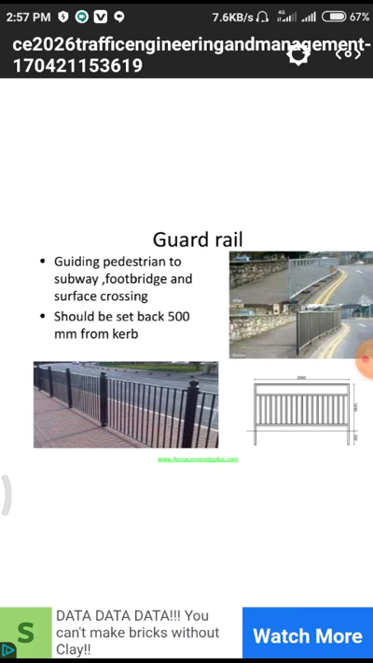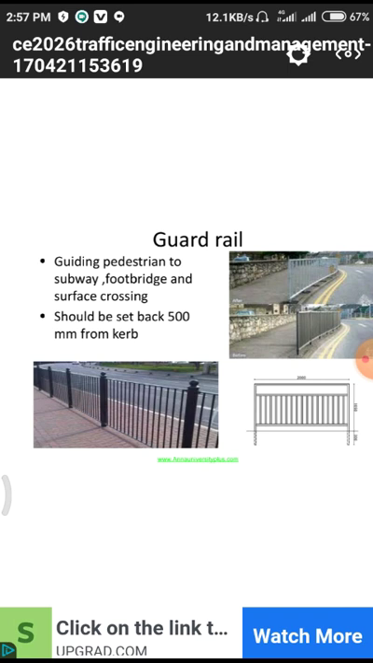Next one we are having guard rails. What does guard mean? Normally we use guards in cricket whenever we are hitting with a bat, so there may be a chance of the ball hitting us, so we use helmet, gloves and guards for our safety. Likewise in transportation we also use guards to avoid accidents to pedestrians. Where we have to use these guards: normally in the most accident prone areas we have to use these guard rails.